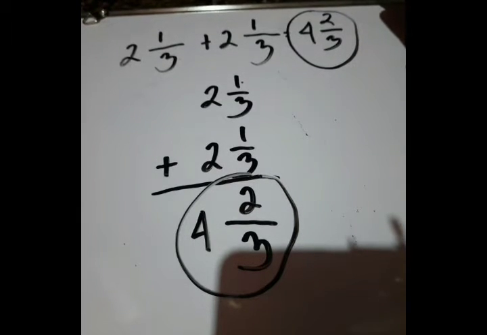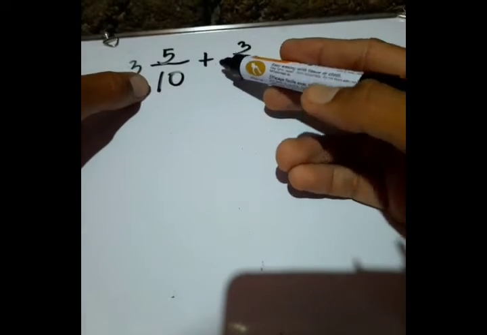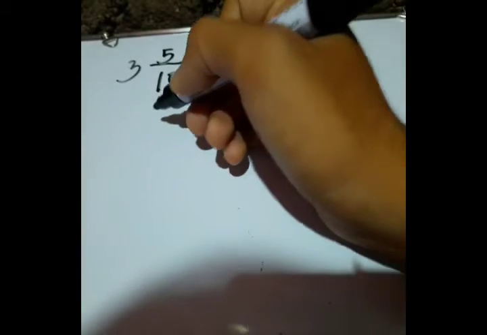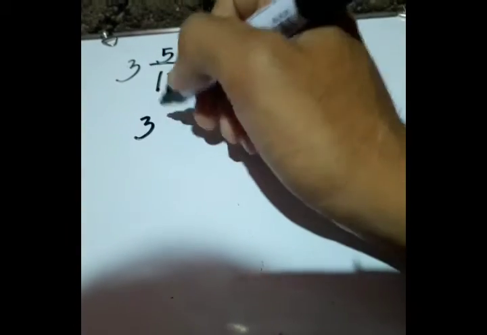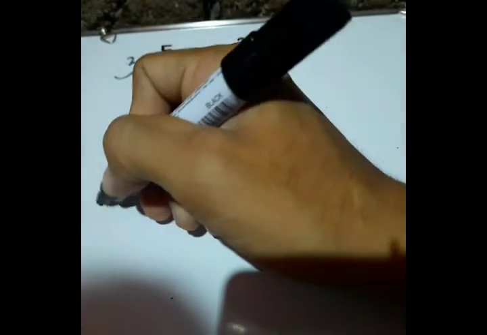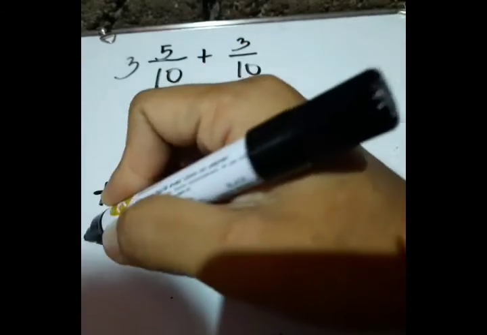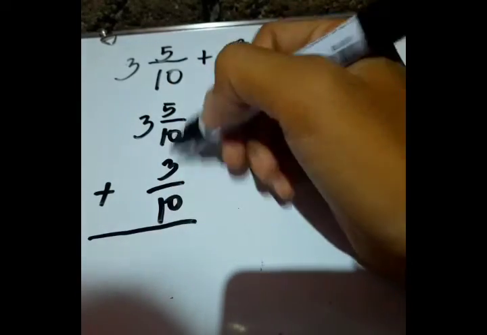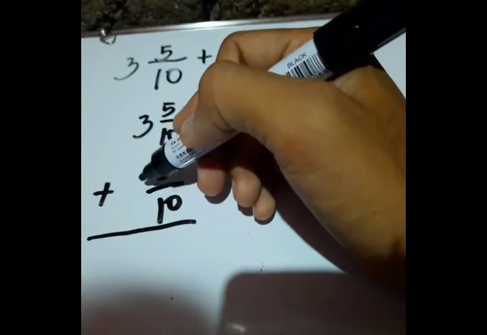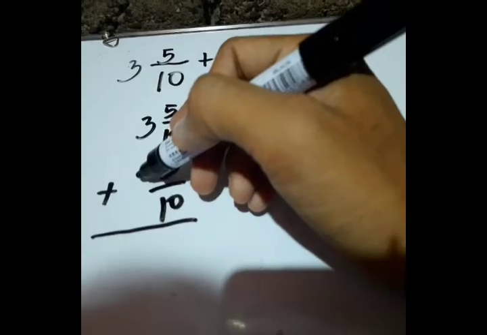Good. So let's have this one. 3 and 5/10 plus 3/10. The same thing, we will arrange this one in vertical form. So we have 3 and 5/10 plus 3/10. As you notice, they are still aligned, and since we don't have a whole number for the 3/10, we'll just leave it blank.